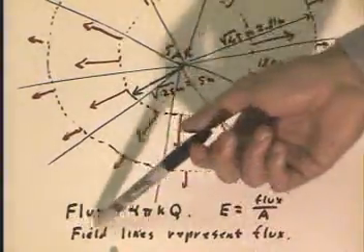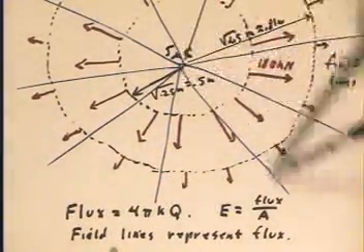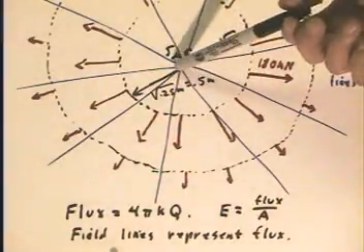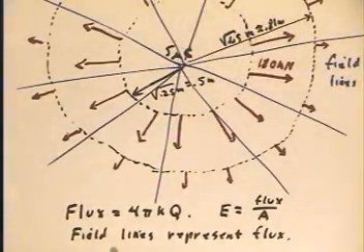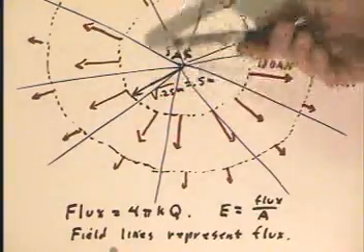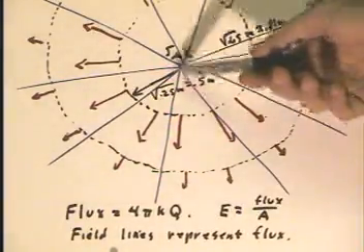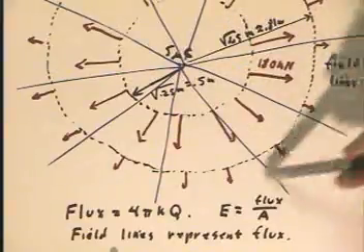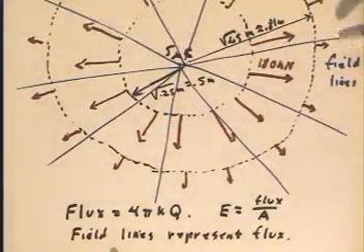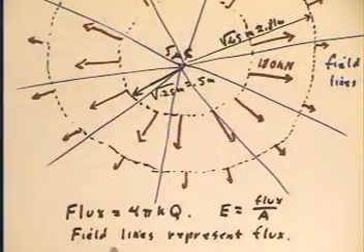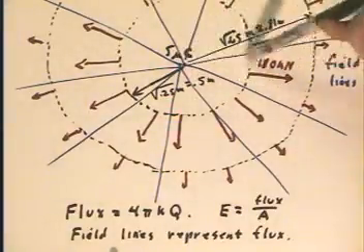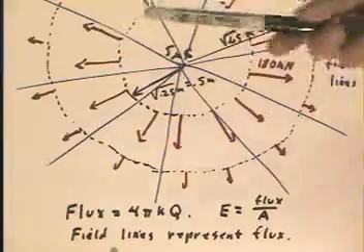Field lines represent the flux. So these field lines kind of represent the electrostatic flux emanating out from the charge. The denser the field lines are, the greater the electric field. We see that the field lines are much closer together on the first sphere than they are on the second. And if we drew another sphere further out, they would be even further apart, indicating the reduction of the electric field. So the electric field is going to be considered proportional to the density of the field lines.